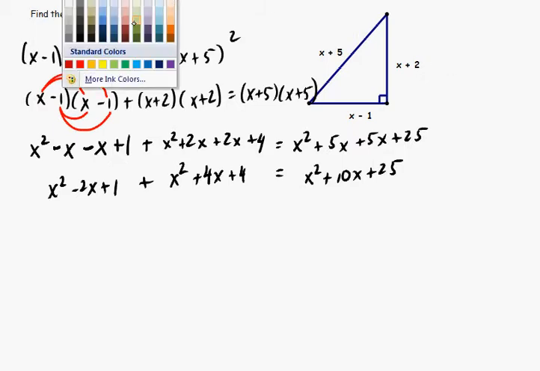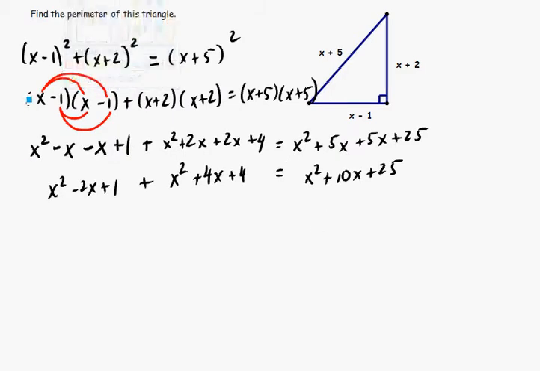Once you are experienced in expanding binomials, you might be able to skip from this step all the way to this step. You'll notice that when you square a binomial, you're going to get an x squared, and this constant here squared, and this term is twice this number times x. In any case, let's continue to simplify.